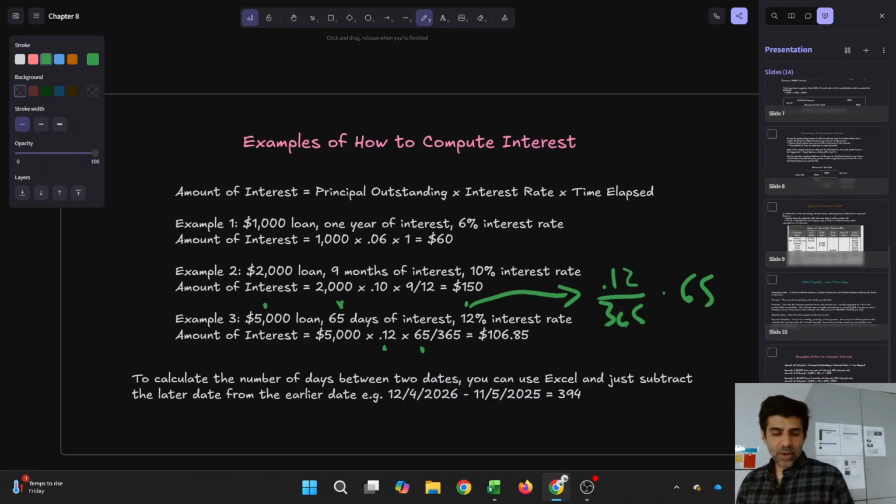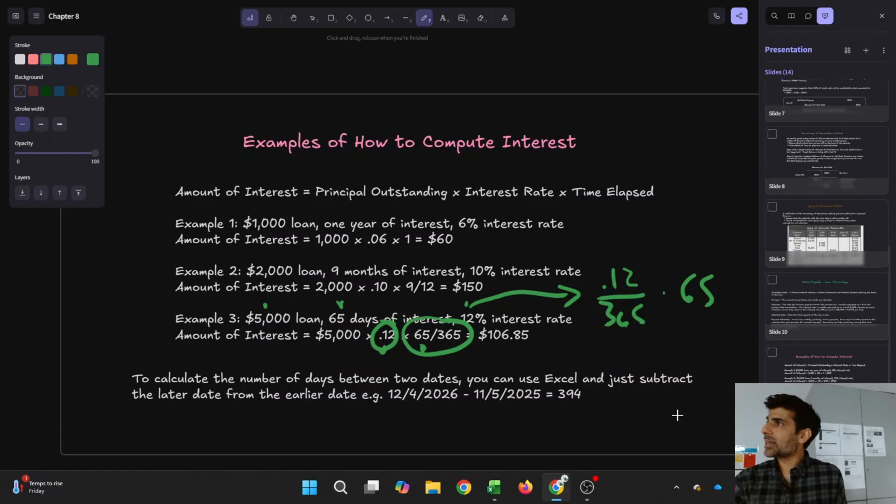But basically what you have to do is make sure that your interest rate and your time period are in the same units. So if this is a yearly interest rate, this time period has to be in years. In this case, it's a fraction of a year.